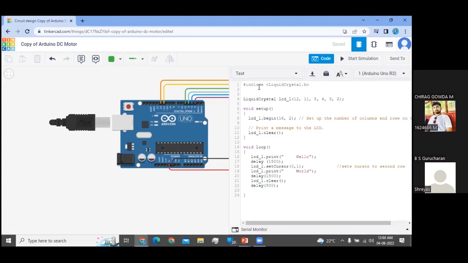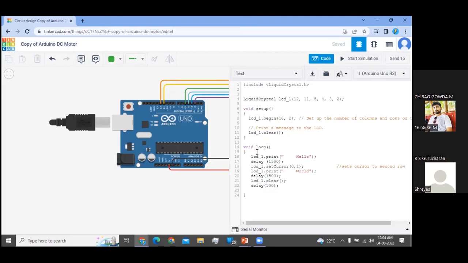Firstly is include. It includes the LiquidCrystal library in the program. Then these are the pins defined for the LCD: 12, 11, 5, 4, 3, and 2. This can be seen on the Arduino as 2, 3, 4, 5, 11, and 12. Then void setup. This begins the communication between the LCD and the Arduino. And again, it clears any previous data stored in the LCD.